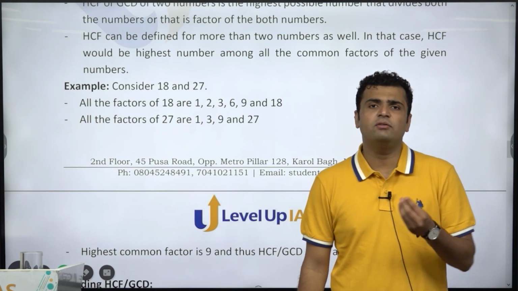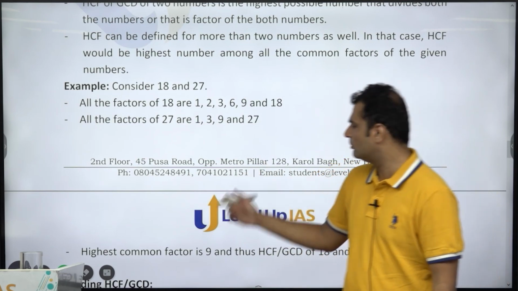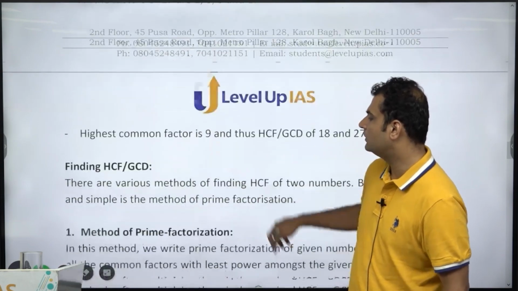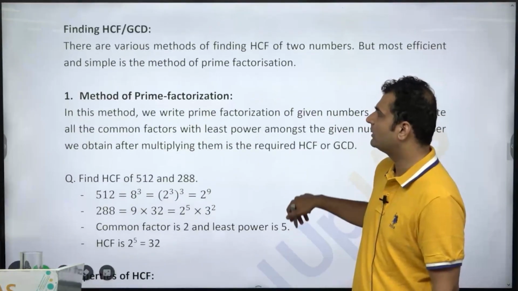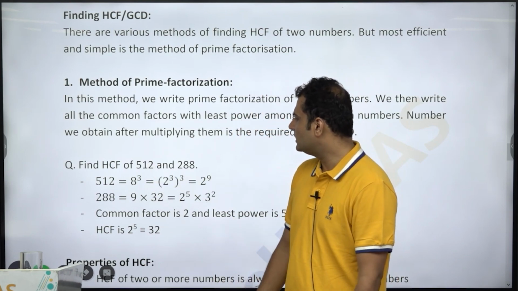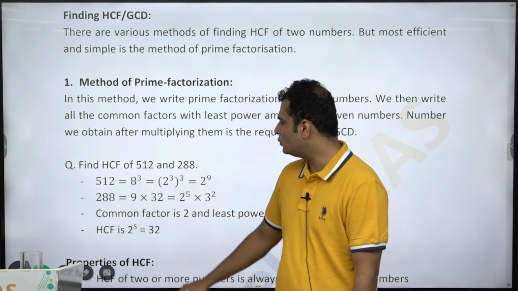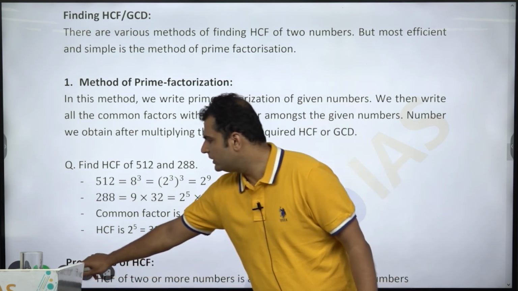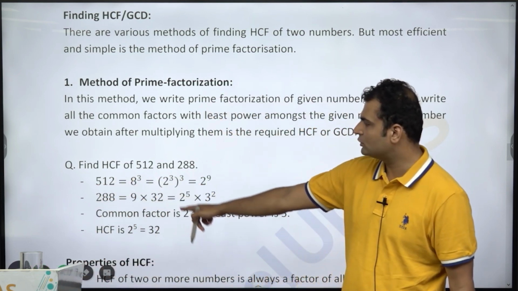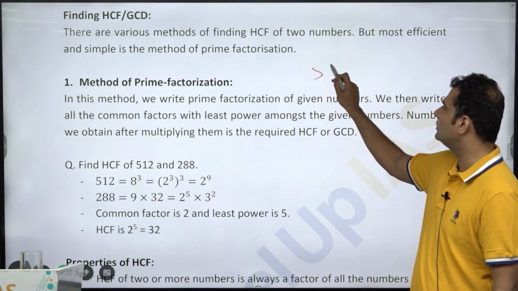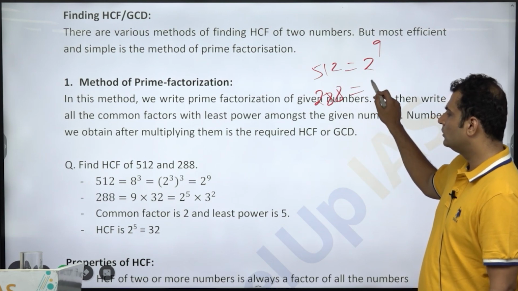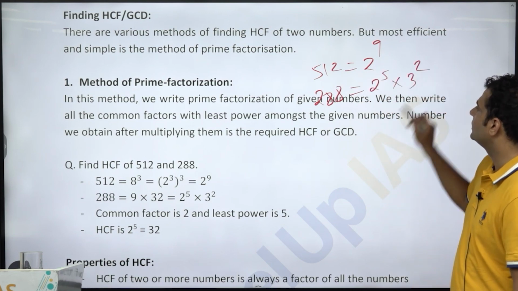This can be used if we have smaller numbers, but if the numbers are larger, then we have to use another method for finding the HCF. Now this is the method of prime factorization. Question: what is the HCF of 512 and 288? Now here I have found prime factorization of 512 and prime factorization of 288. 512 is equal to 2 raised to 9 and 288 is equal to 2 raised to 5 into 3 square.